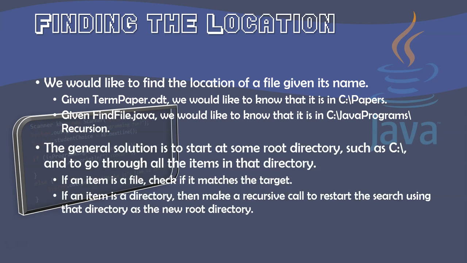So our general solution, regardless of which file we're looking for, is to start at some root directory, such as the C drive, and then go through all the items in that directory. If an item is a file, we check to see that it matches the particular target. If an item is a directory, then we make a recursive call to restart that search using that directory as the new root directory.